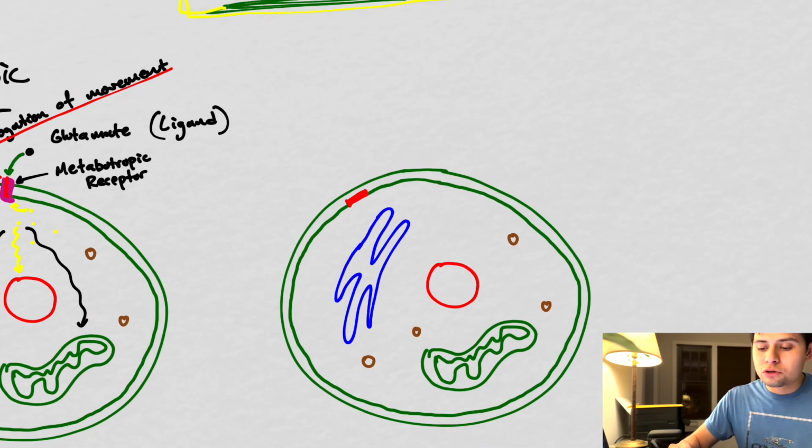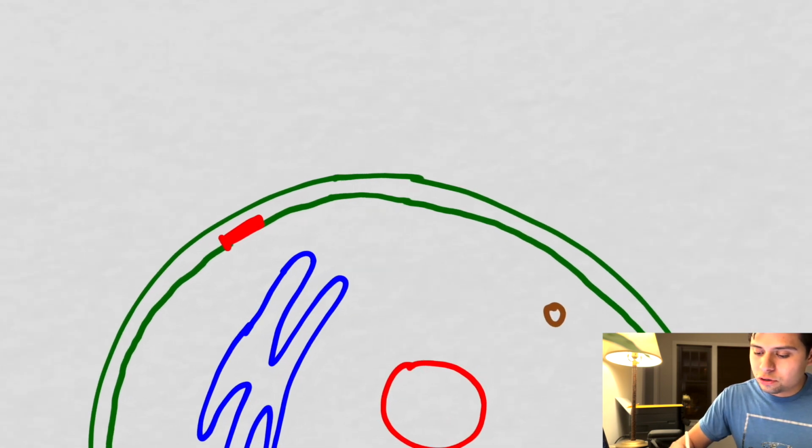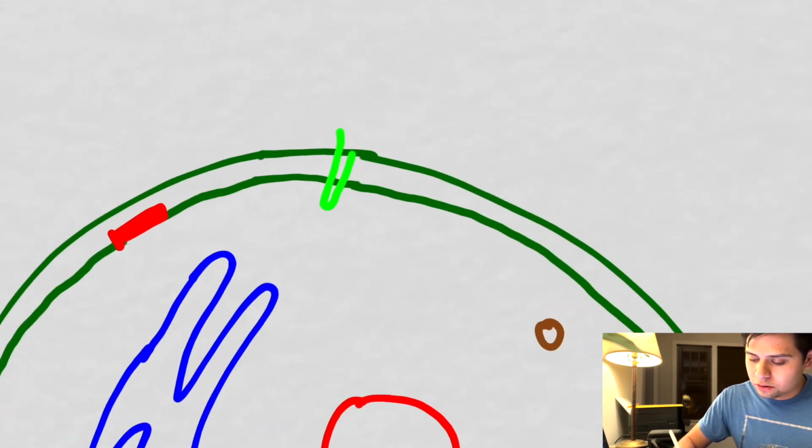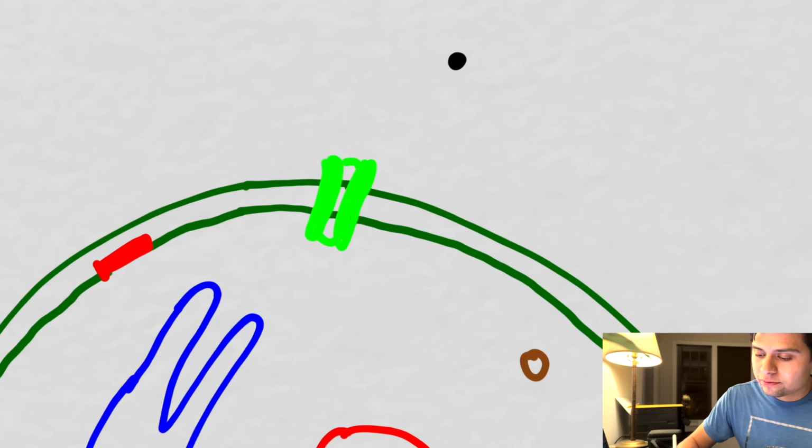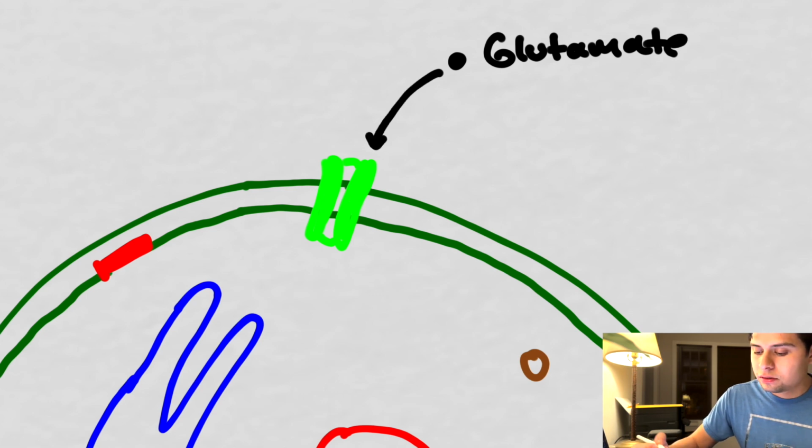So an ionotropic receptor, let's make this light green. An ionotropic receptor is going to look like this. So you're going to create a channel that goes from the outside to the inside. So what happens essentially is, okay, say we have our glutamate. Glutamate binds. Upon the binding of the glutamate, you will get a conformational change.